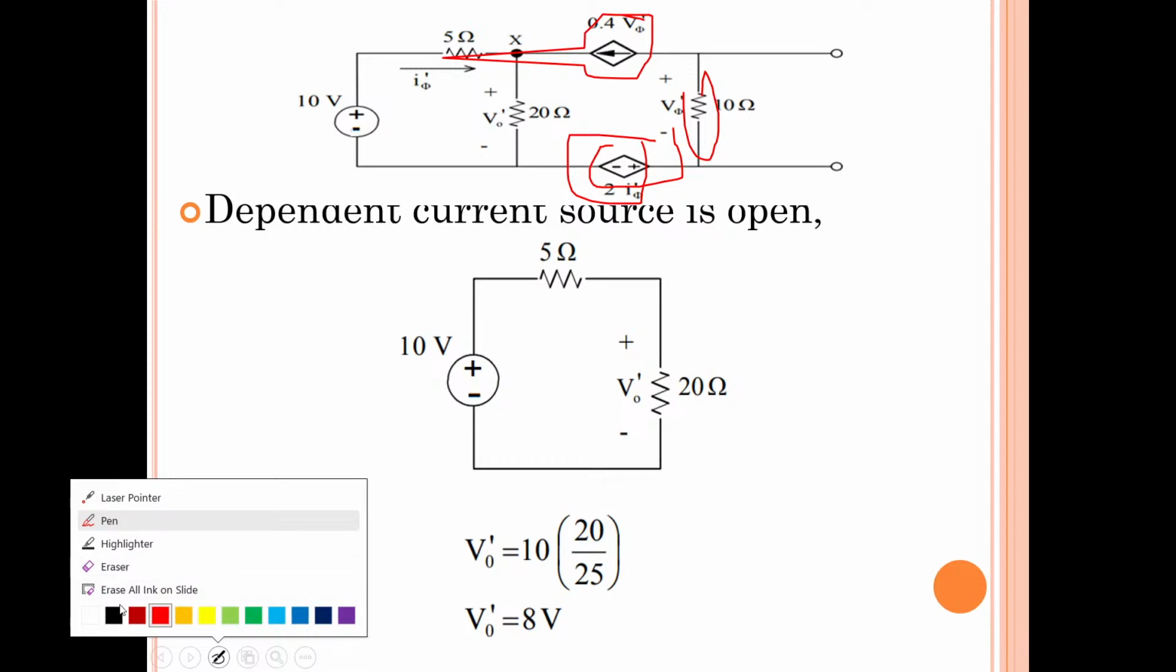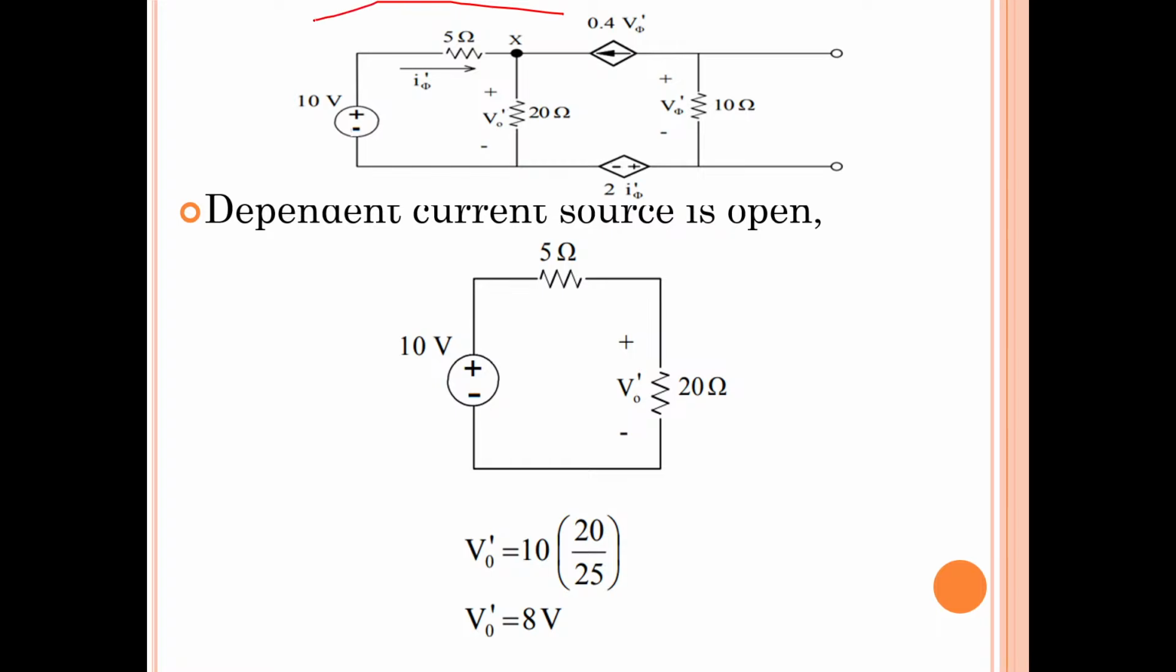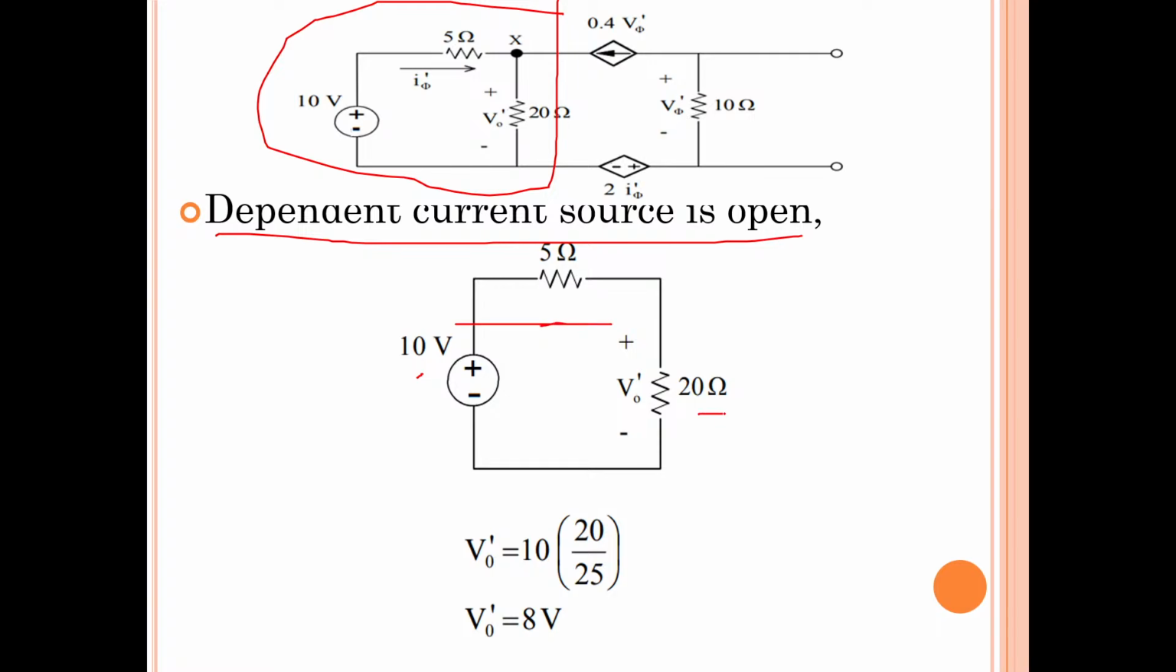Okay, so what is left over now in the circuit? Only this part is left over. When the dependent current source is open, what is left over? 10 volts, 5 ohms and 20 ohms. This is what is left over. So now what is V0?